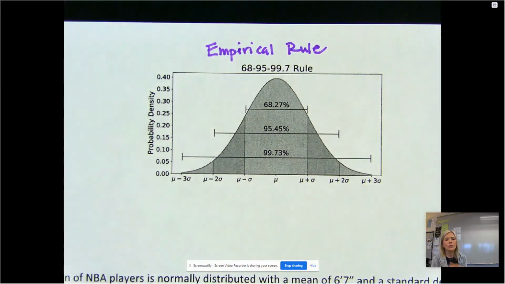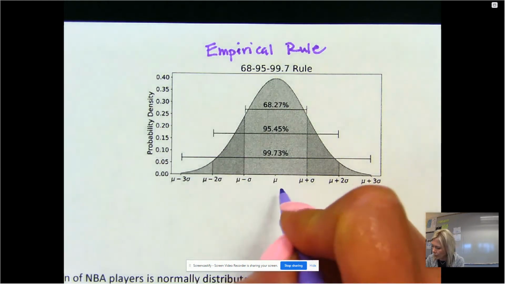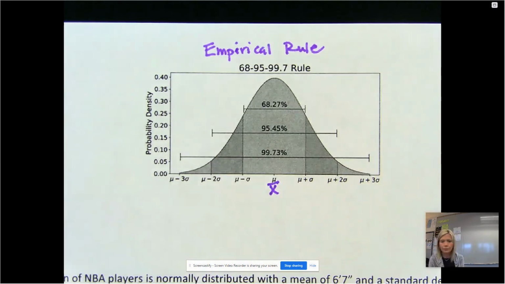And remember that in order to use this rule, data has to be normally distributed, all right? And so basically, if we have our mean here, in the middle of our distribution curve, this empirical rule tells us that 68% of the data will lie within one standard deviation of the mean, 95% will lie within two standard deviations of the mean, and 99.7% will lie within three standard deviations of the mean.